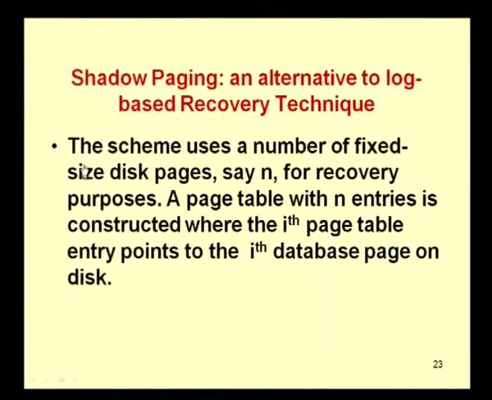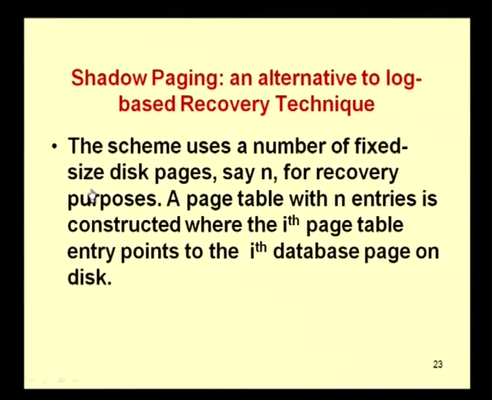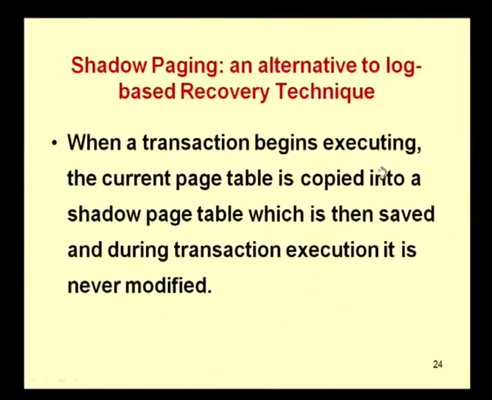The scheme uses a number of fixed size disk pages, similar to our operating system page management, say n, for recovery purposes. A page table with n entries is constructed, where the ith page table entry points to the ith database page on the disk. When a transaction begins executing, the current page table is copied into the shadow page table, which is then saved, and during transaction execution it is never modified. So, the shadow page stays as it is, and the current page is the one that is modified. If a crash occurs, you go back to the shadow page.